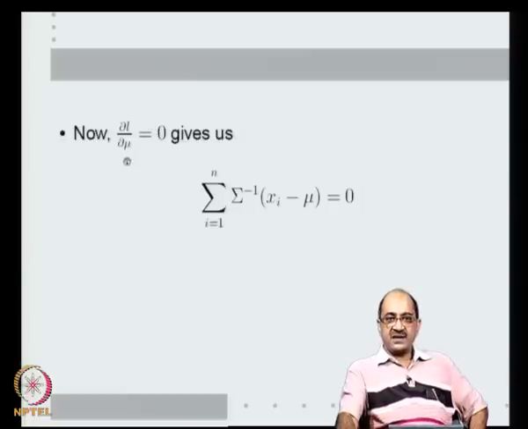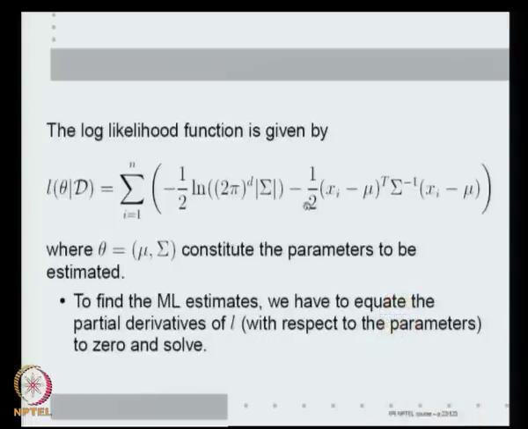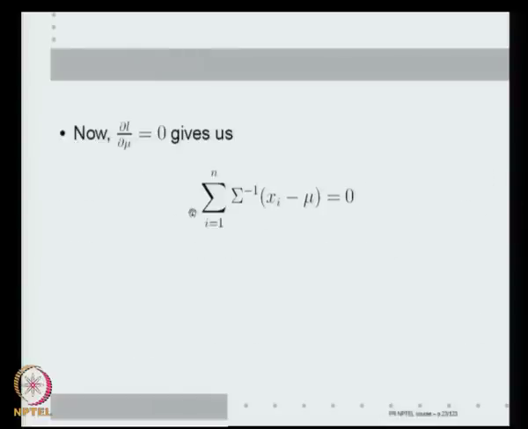If I take the derivative with respect to the vector mu and equate to 0, what I get is summation i equal to 1 to n sigma inverse (xi minus mu) is equal to 0, right. The half does not matter because I am equating it to 0. The quadratic form's derivative is sigma inverse (xi minus mu). So, that is how I get that.